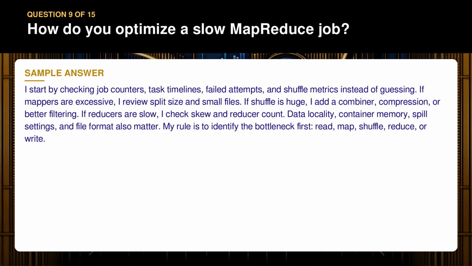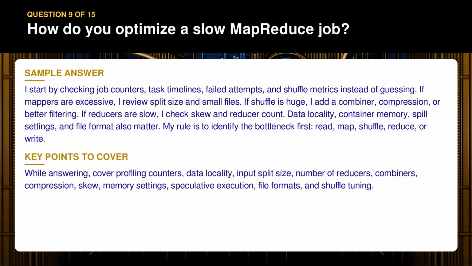Data locality, container memory, spill settings, and file format also matter. My rule is to identify the bottleneck first. Read, map, shuffle, reduce, or write. While answering, cover profiling counters, data locality, input split size, number of reducers, combiners, compression, skew, memory settings, speculative execution, file formats, and shuffle tuning.